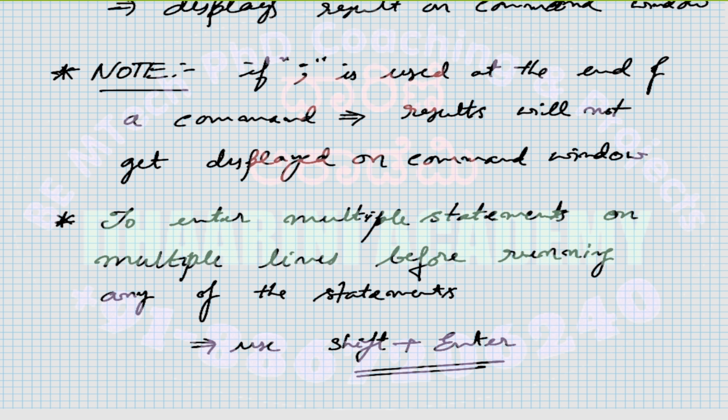To enter multiple statements on multiple lines before running any of the statements, you have to use shift enter instead of pressing enter. So don't press enter at the end of each statement. You use shift and enter. How does it change the way of running the code, we'll see now.